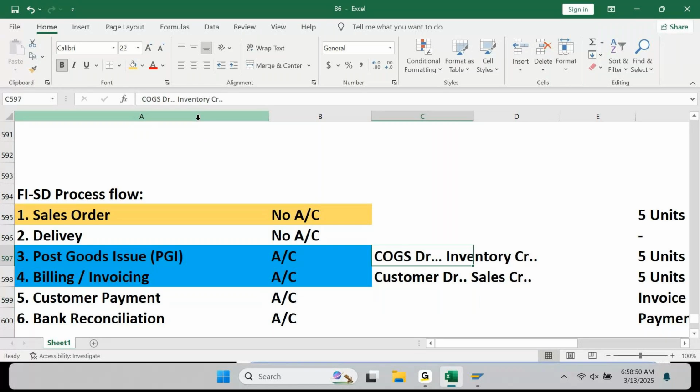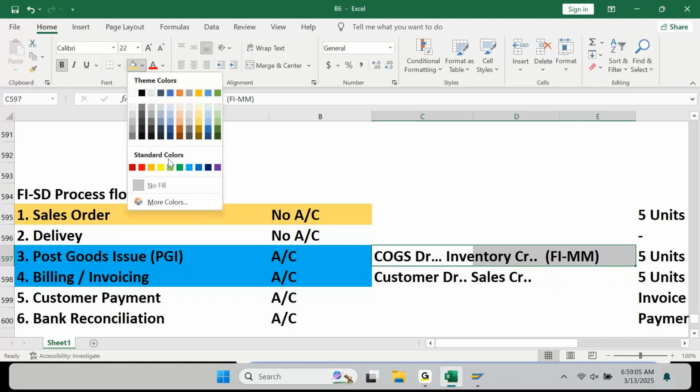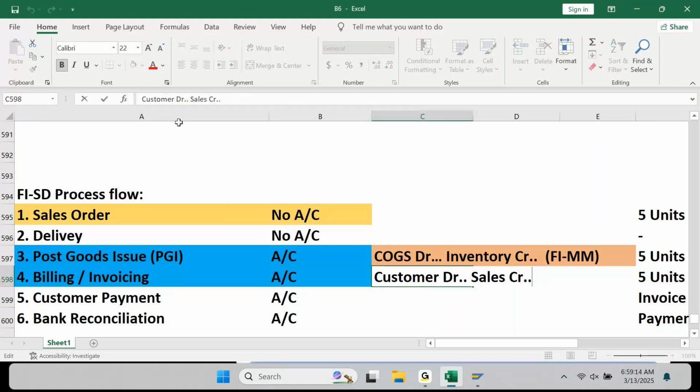This COGS account debit, inventory account credit, is it coming from FI-MM or FI-SD? FI-MM, sir. Not SD. This is coming from FI-MM. This is where everybody will go wrong. And this accounting entry, customer debit, sales credit, is coming from FI-SD.